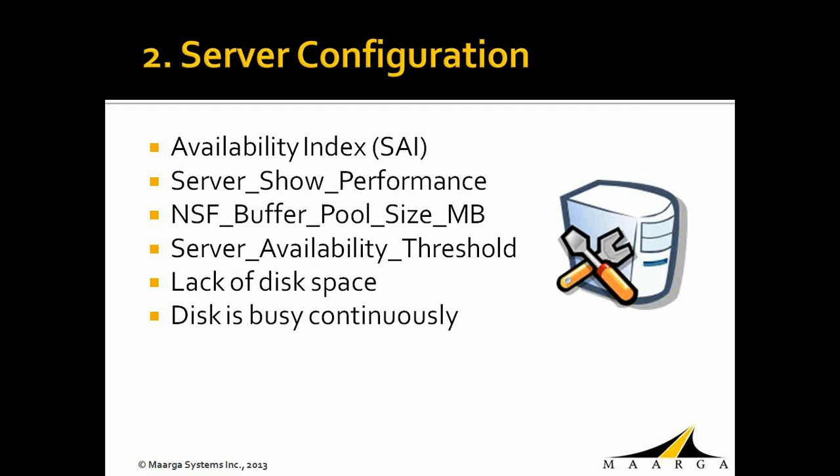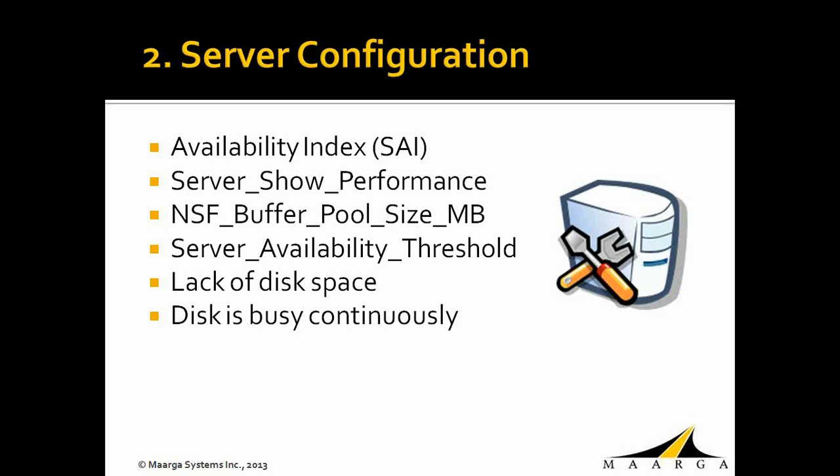So if you have a cluster of servers, maintain a judicious, average level of server availability threshold. Let it not be 90%, let it not be 80%, let it be somewhere between 60 and 70%, so that the load is evenly balanced across all servers of the cluster.